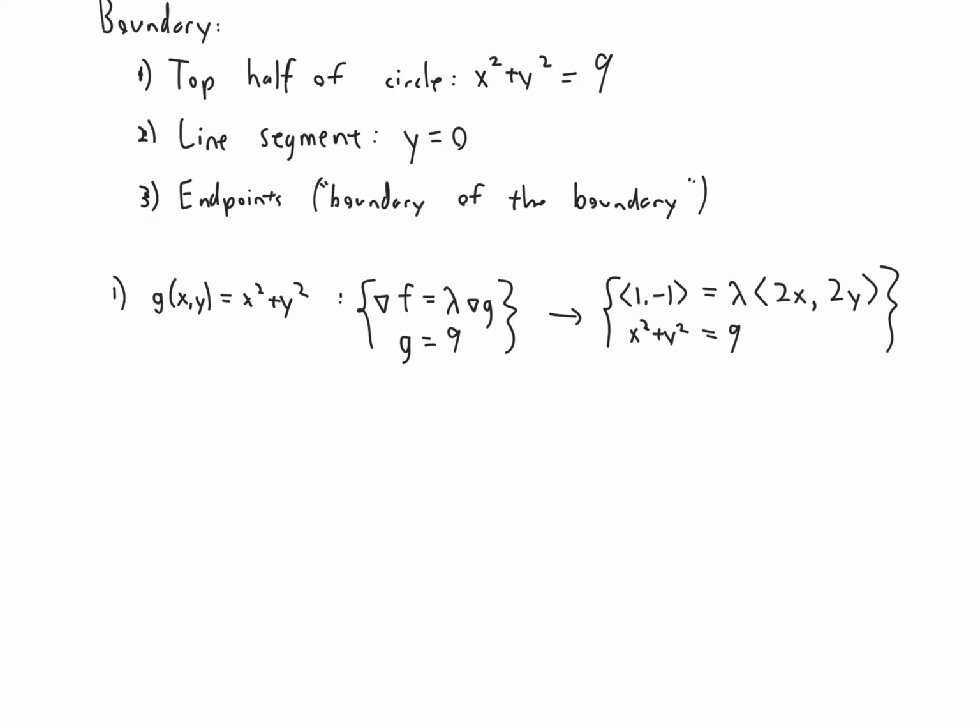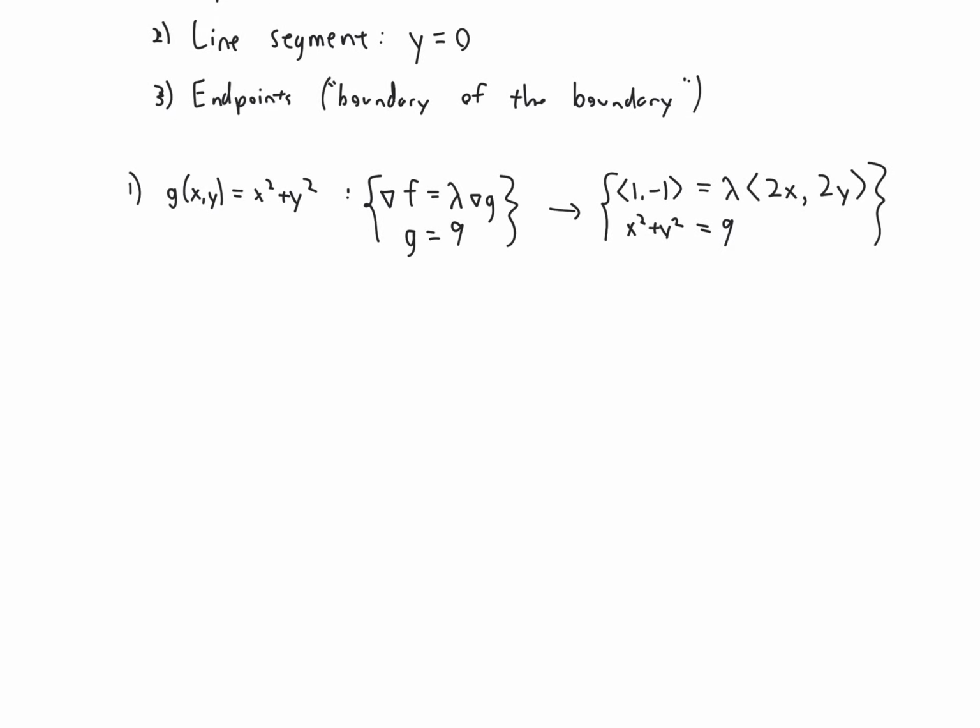Now remembering that that first equation with the vectors I can really write down as two separate equations. That the x components are equal is that 1 equals lambda times 2x. The second one is going to be that negative 1 equals lambda times 2y, and then of course the constraint. Now I'll do a little bit of algebra to see if I can figure out what the points x, y that satisfy all of this are.